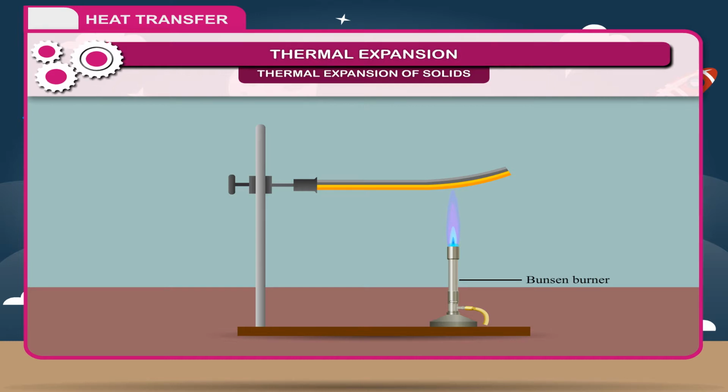It shows that equal lengths of brass and iron, different metals, heated for the same time with the same range of temperature, yet have unequal expansion, that is, brass expands more than iron. This forces the strip to bend towards the iron side.